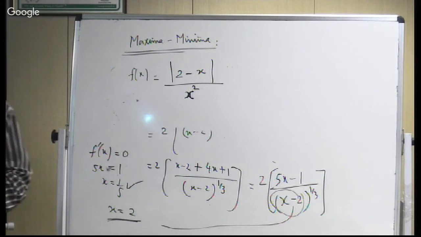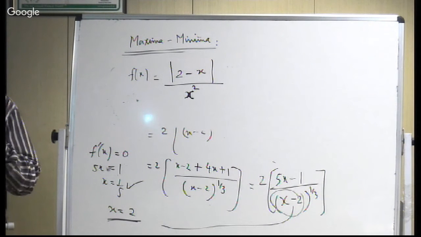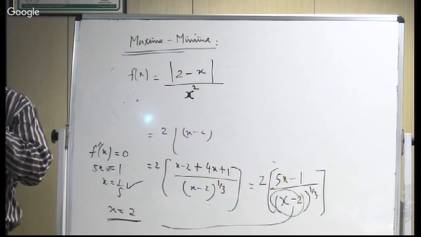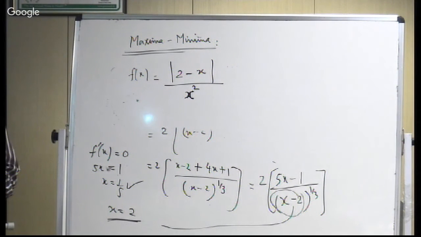See, 0 is a critical point because at x equal to 0 the function will not exist, but we are concerned about the derivative. So you first find the derivative and see what are the points where the derivative is either equal to 0 or the derivative does not exist.